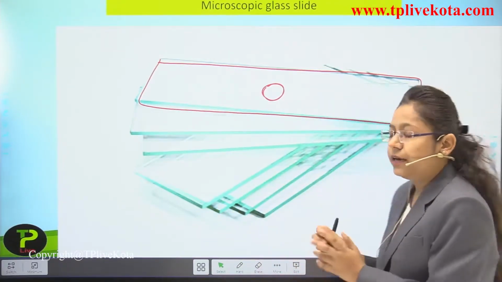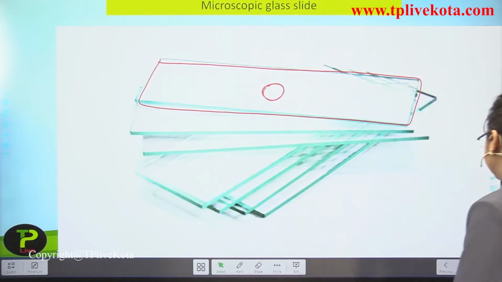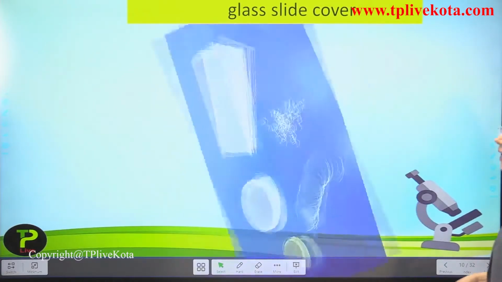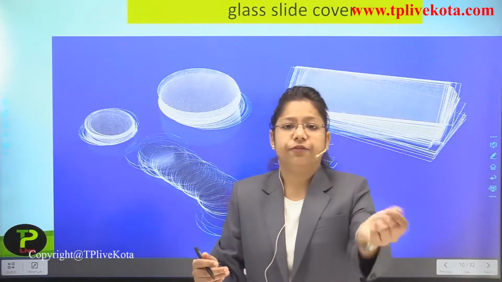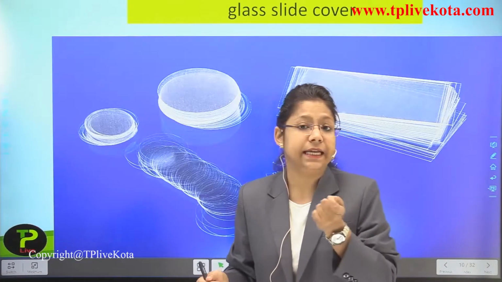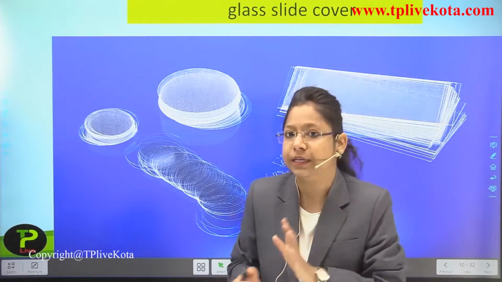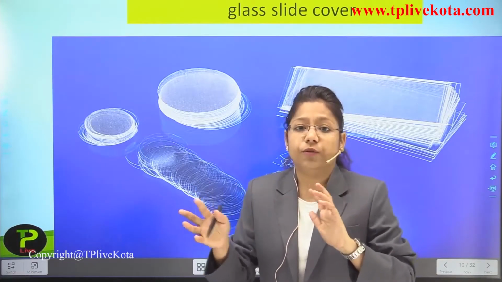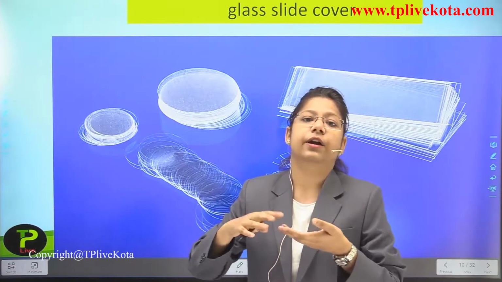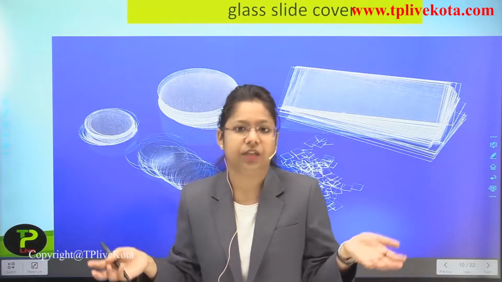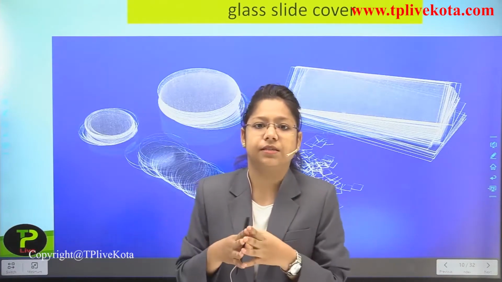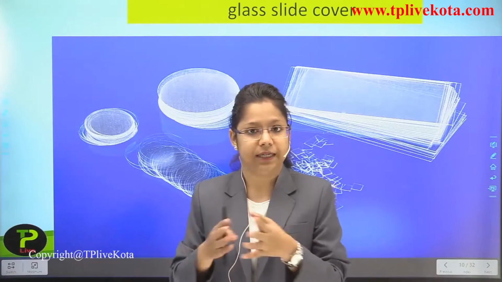So this is the glass slide, which is the basic component. The second component we use is the glass slide cover. This is very important because if we are observing the slide under the microscope, it should not have any air droplets or impurities on it. To remove these, we use the glass slide cover. If we cover the cell or any part we are observing, it is not going to take up any impurity or air bubbles, so it can be clearly visible under the microscope.